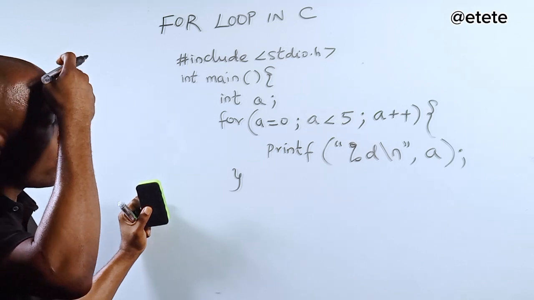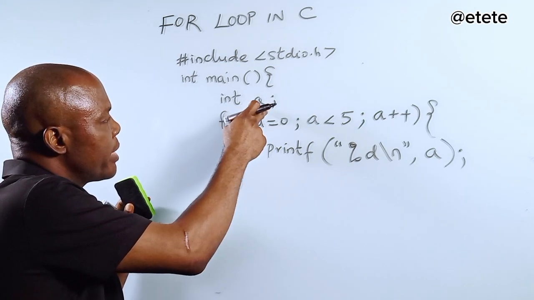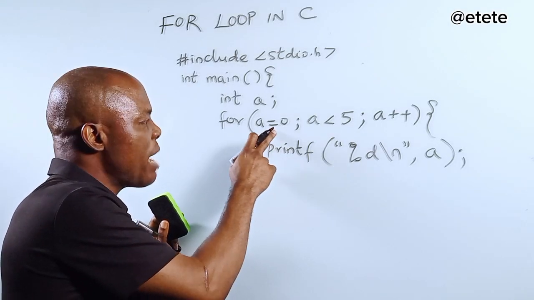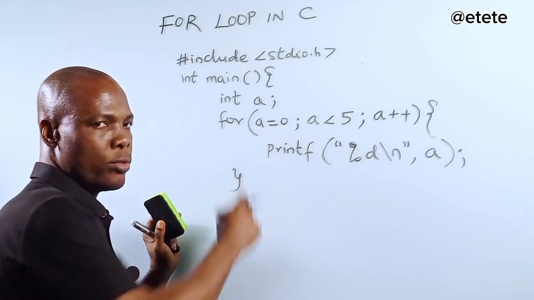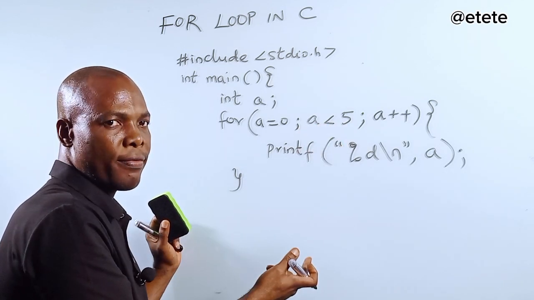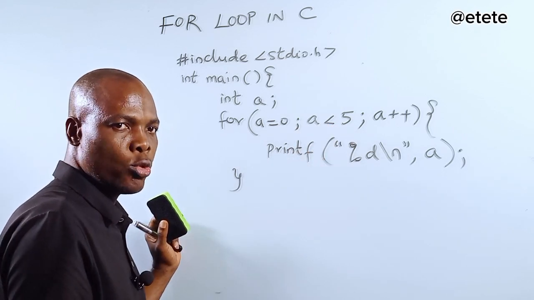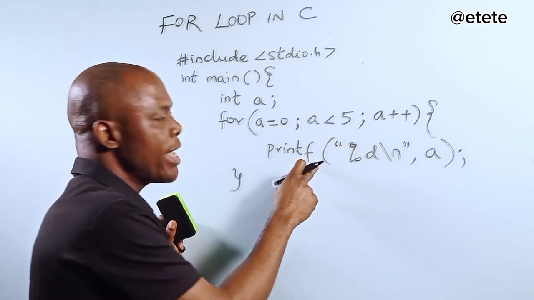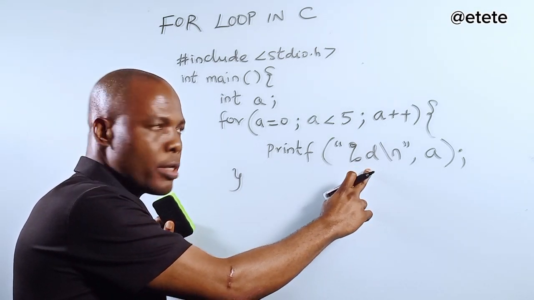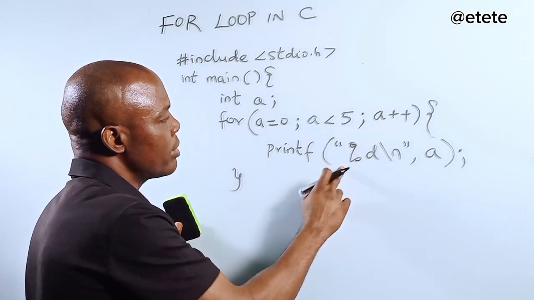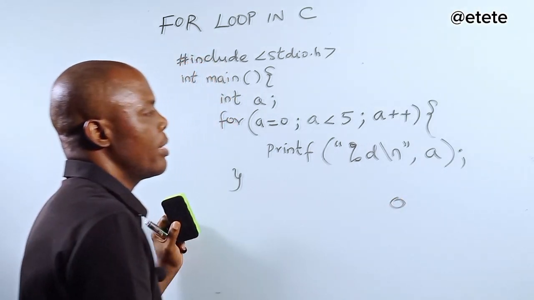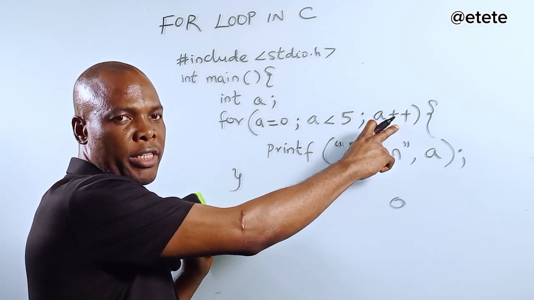Now, how does this loop work? First, I have declared the variable A. Now, inside the for loop, I'm initializing it by assigning 0 to it. Then I'll test the condition. A is less than 5. 0 is less than 5. That is true. It won't come here. It will enter inside. Remember the flow chart. The block of code will be executed first before the increment. So it's going to print out A and it will print out 0. Then it will come here and it will increment A.